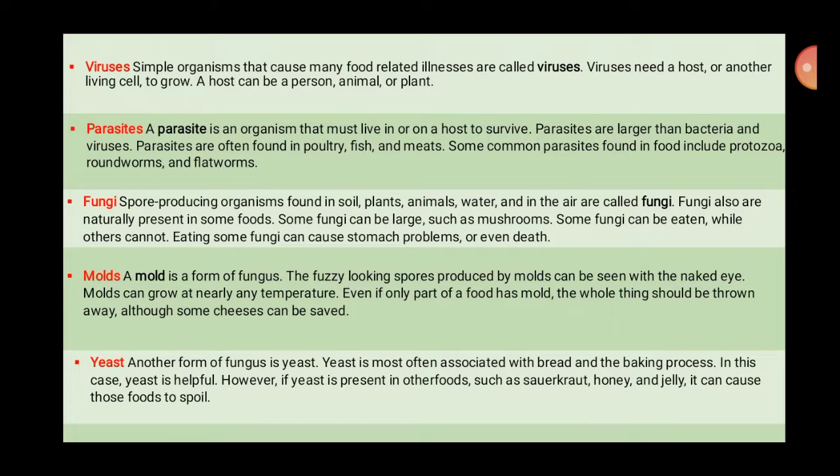The third one is fungi. Spore-producing organisms found in soil, plants, animals, water, and in the air are called fungi. Fungi also are naturally present in some foods. Some fungi can be large, such as mushrooms. Some fungi can be eaten while others cannot. Eating some fungi can cause stomach problems or even death.